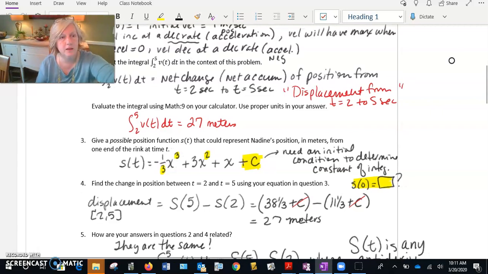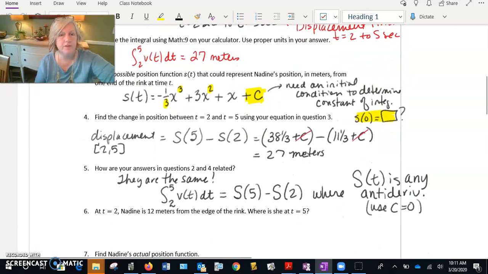So now when I come down here to the displacement, find the change in position from 2 to 5 using your general antiderivative that you came up with. So when I was calculating that, you're doing s of 5 minus s of 2, right? That's how you get your displacement. Notice that I have a plus c on both of these. I plugged in 5 into the position function, and then I plugged 2 into the position function. It doesn't really matter because the 2 plus c's are going to cancel.